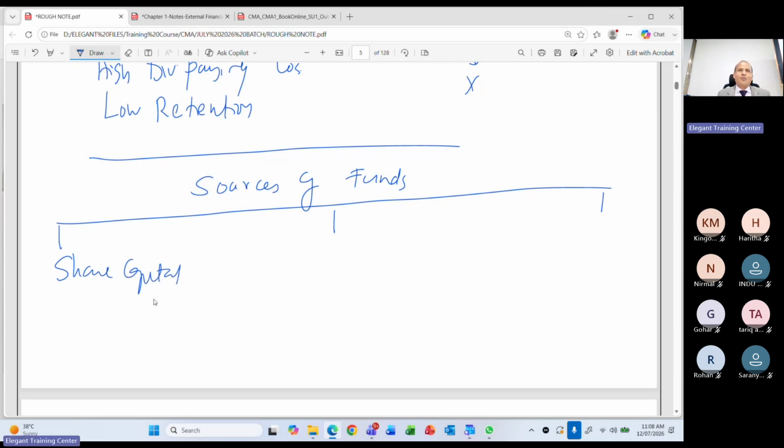You cannot go to the bank without your owners putting money, right? So owner's capital is initial capital, coming from shareholders and owners: share capital. Then comes loan capital. What is loan capital?